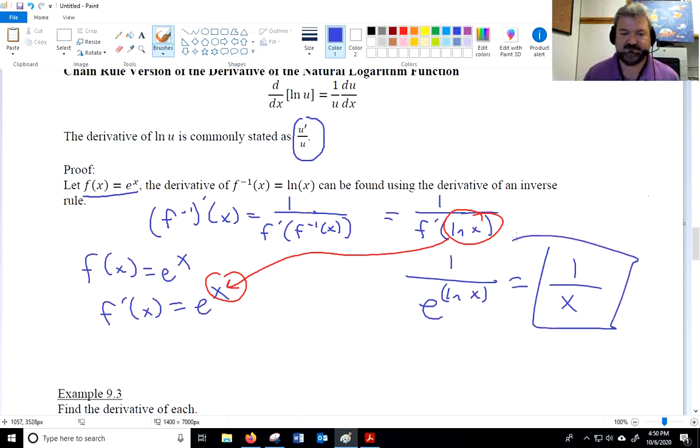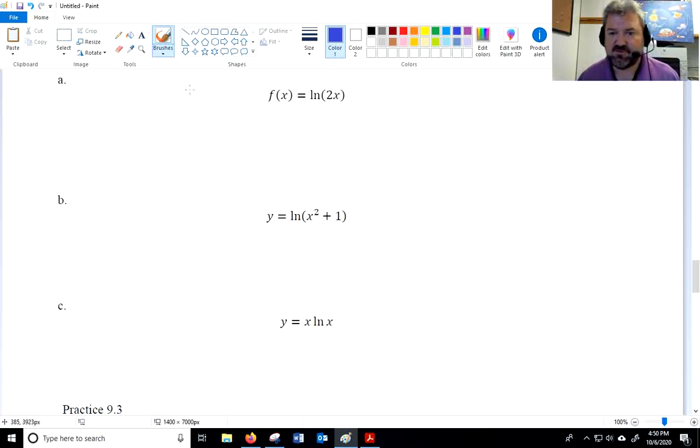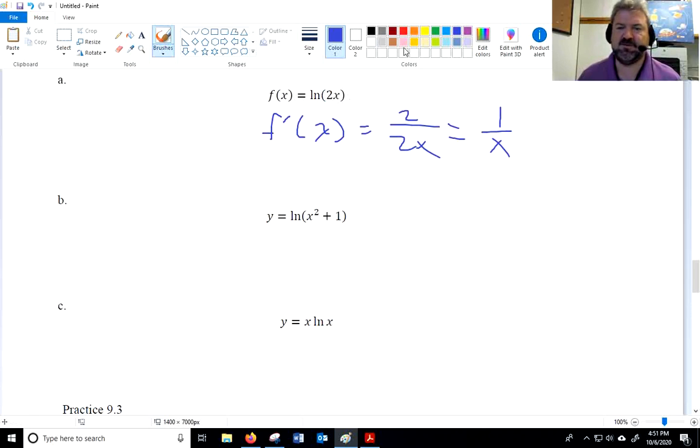Piece of cake. All right, let's find the derivative of each. f of x equals the natural log of 2x. The derivative is u prime over u. So u prime is 2 over u, which is 2x. And we could leave it like that. We could also simplify it, and we get 1 over x. Well, wait a minute. Did that 2 even matter? That's a good question. Maybe we could do this a different way.